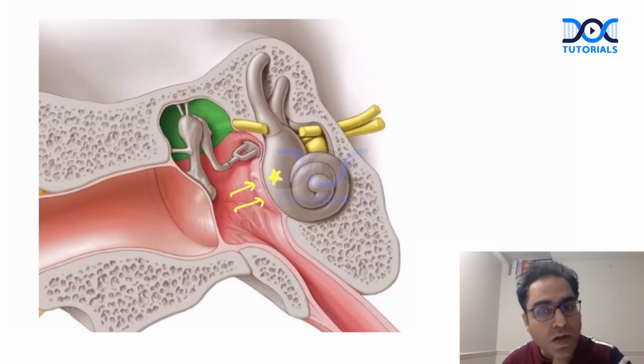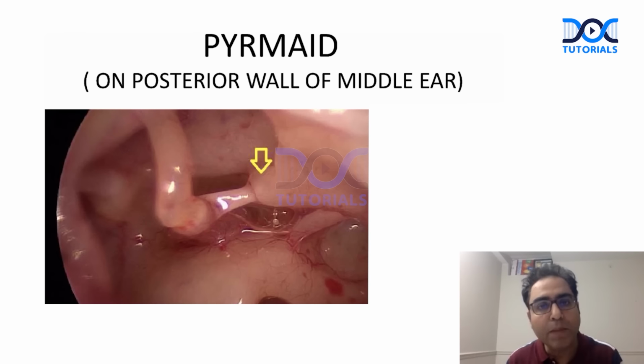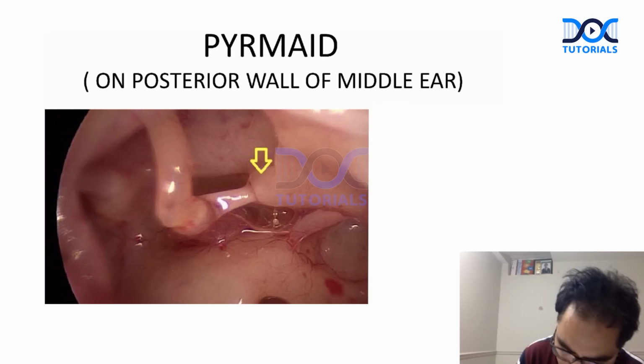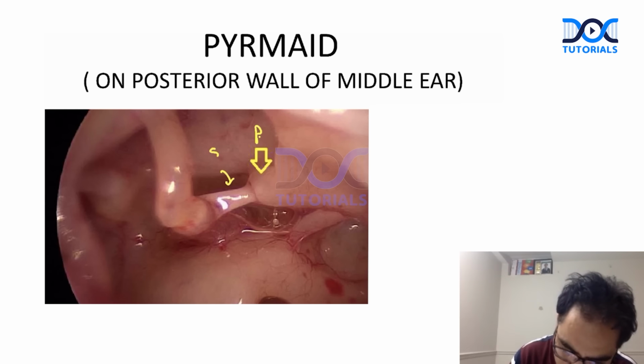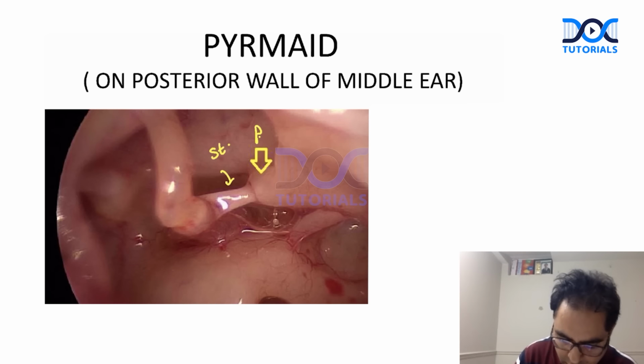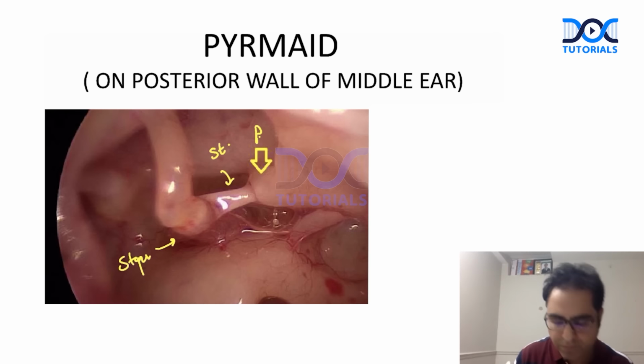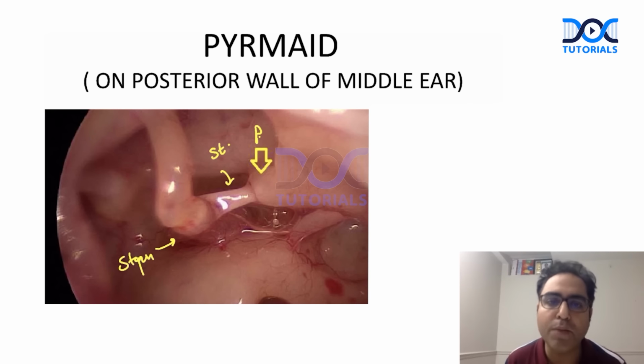Don't confuse the word promontory with the pyramid. Now, what is the pyramid? The pyramid is on the posterior wall of the middle ear. Promontory is on the medial wall of the middle ear. Pyramid is a projection on the posterior wall of the middle ear. So this is your pyramid. From the pyramid, which muscle comes out? The stapedius muscle comes out, and this attaches to which ossicle? It attaches to the stapes. So from the pyramid, the tendon of the stapedius muscle comes out and attaches to the stapes.